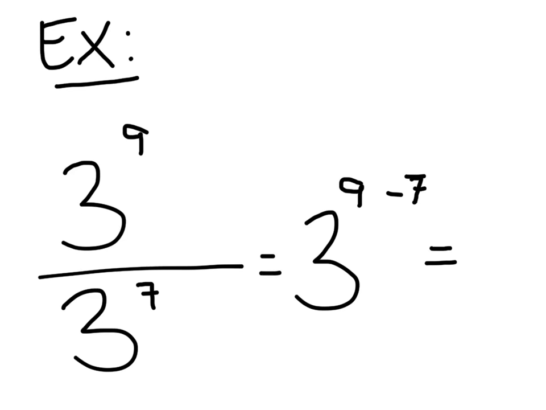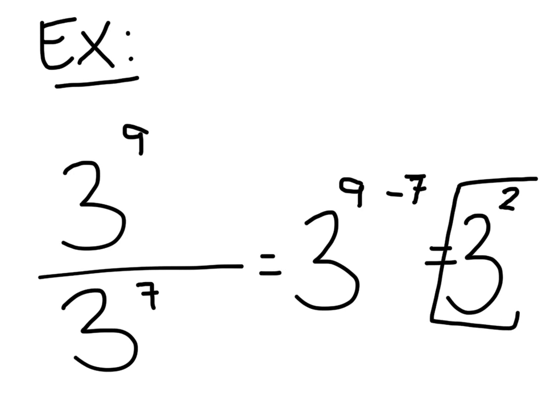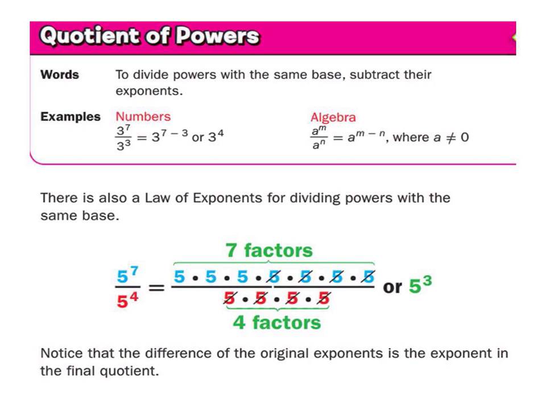So you got the 3. What's 9 minus 7? 2. All right, the book is showing this as well, right? You're just canceling out 5s. And what you're left with is 3 5s multiplied together, which is 5 to the power of 3.